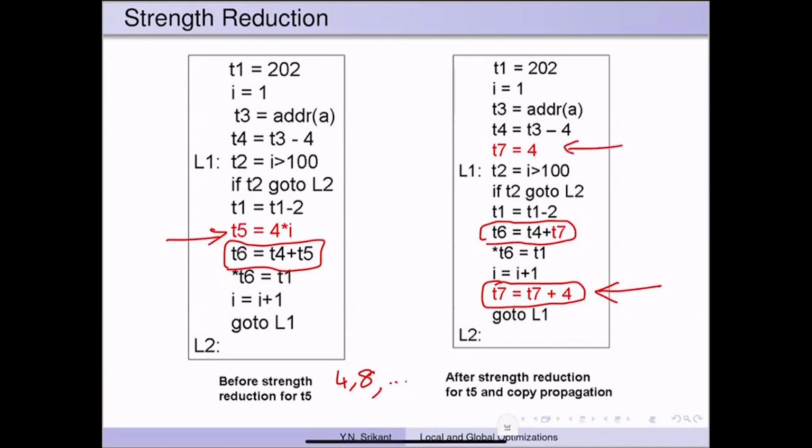The algorithm does it automatically. So this is how the strength reduction optimization eliminates the star operation inside the loop and replaces it by a plus operation, with, of course, appropriate change of variables and things like that.